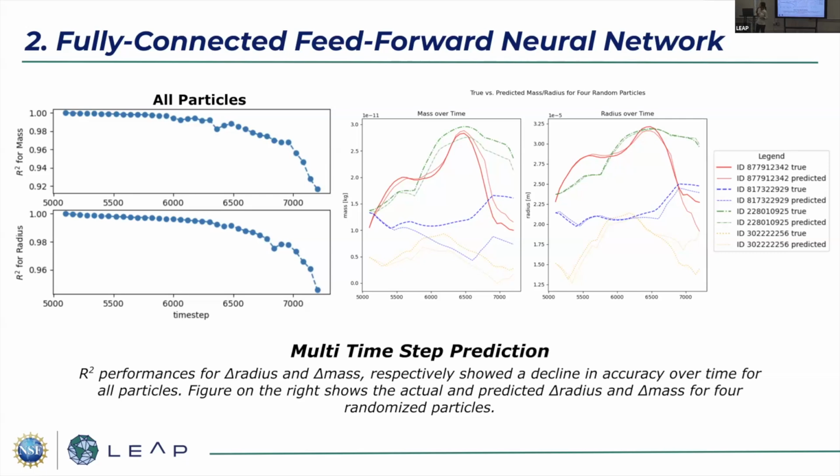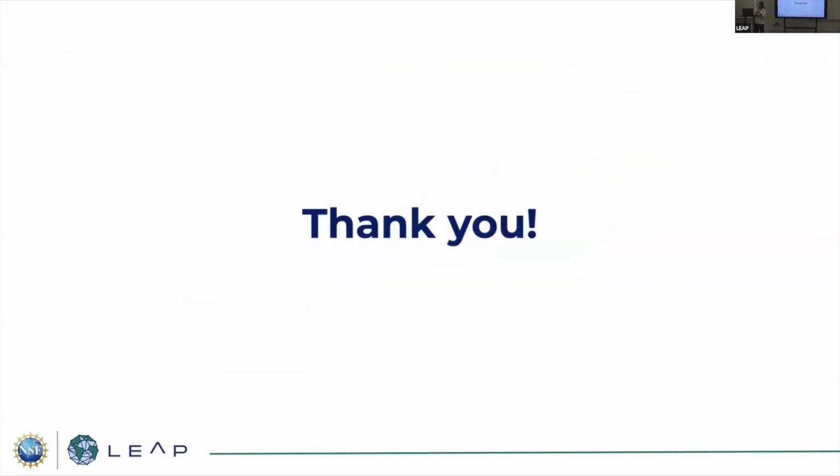And then on your left, for the model, I plotted four random superparticles. So you can also see the accuracy of the predictions, the true versus the predicted mass and radius over time. You get to see the specifics of the particles over time. And that concludes my presentation. Thank you.